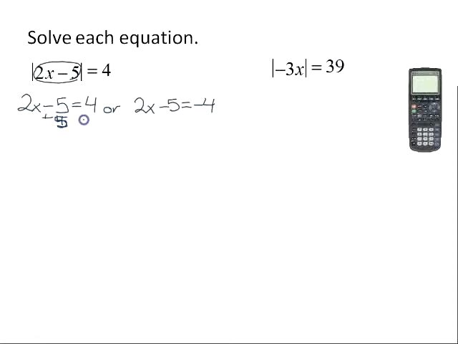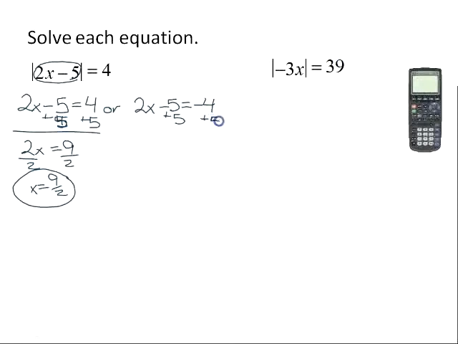And then I solve each of these equations. So here I'll have to add 5 to both sides, which is going to give me 2x equals 9, and then divide by 2. So x would equal 9 over 2. That's one of my solutions. Then I solve the other equation. I add 5 here. So this will give me 2x equals 1. So when I divide by 2, I get x equals 1/2. So these are the two values that if I plug it back in for x, this equation will be true.